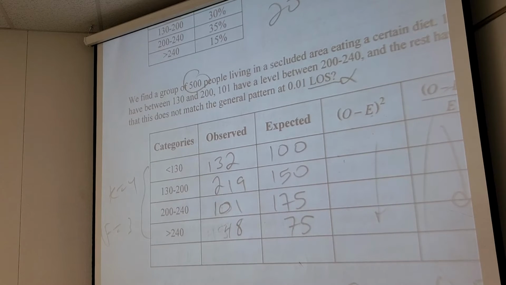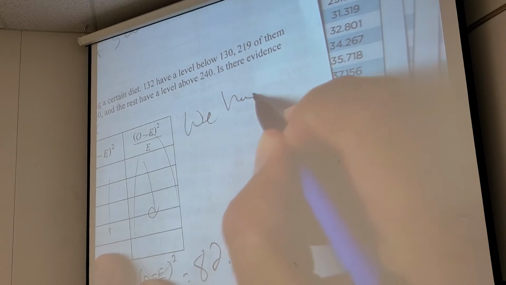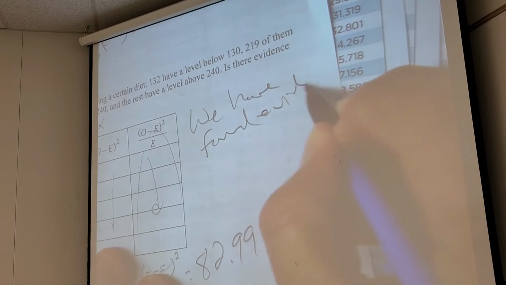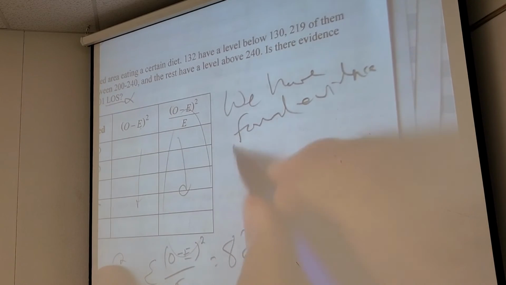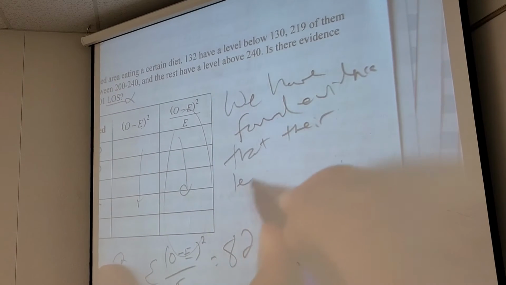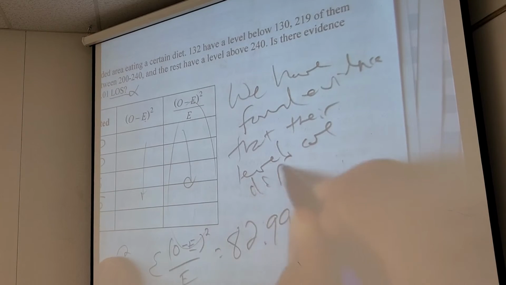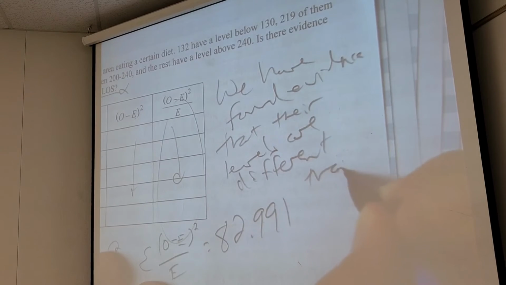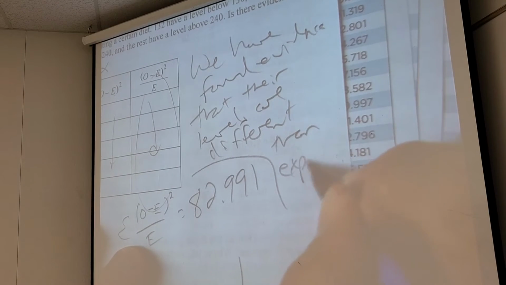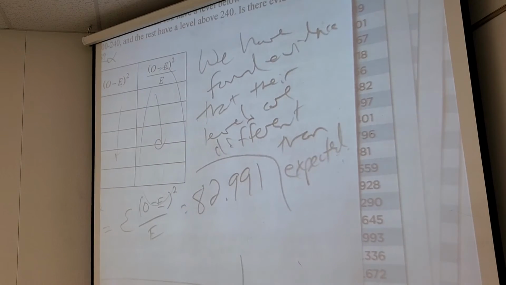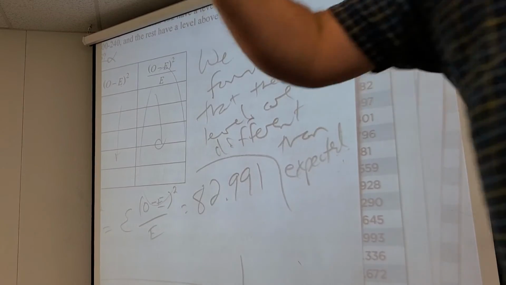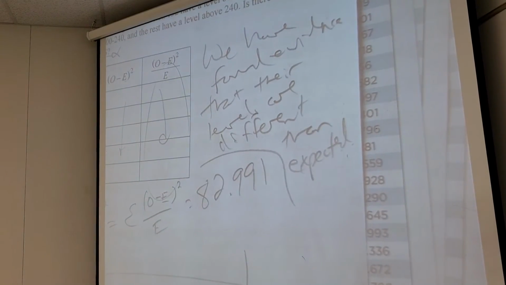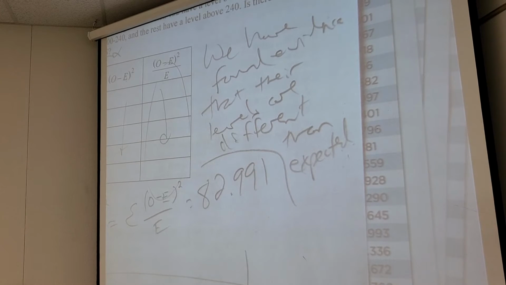So will we write, there is evidence that... Yeah, so let's write this officially. We would say we have found evidence that their levels are different than expected, or however you want to say that. We made it into the rejection region. So we found evidence of a difference, but then include some language about what we're actually studying, right?